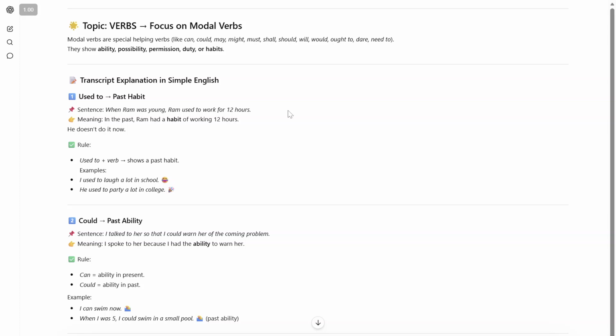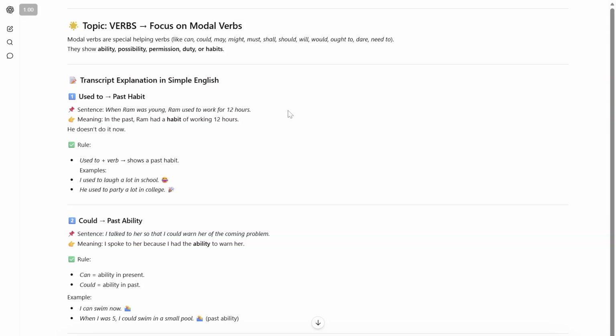Used to: past habit. Sentence: When Ram was young, Ram used to work for 12 hours. Meaning: in the past, Ram had a habit of working 12 hours. He doesn't do it now. Rule: used to plus verb shows a past habit. Examples: I used to laugh a lot in school. He used to party a lot in college.